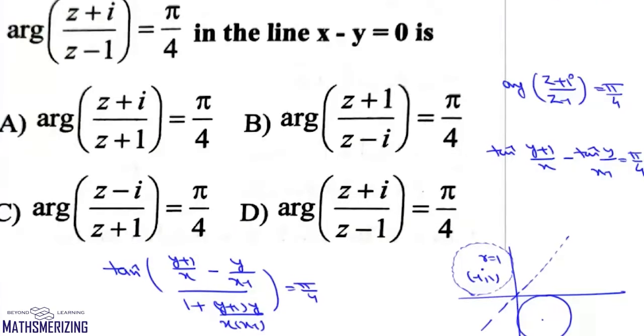Now for this given circle, this point of contact is minus iota and 1, and for this circle, contact is minus 1 and iota. So it has to be argument of (z minus iota) upon (z plus 1) equals pi by 4, and that's your option C.